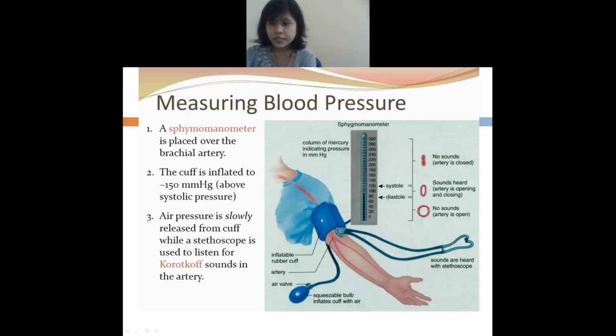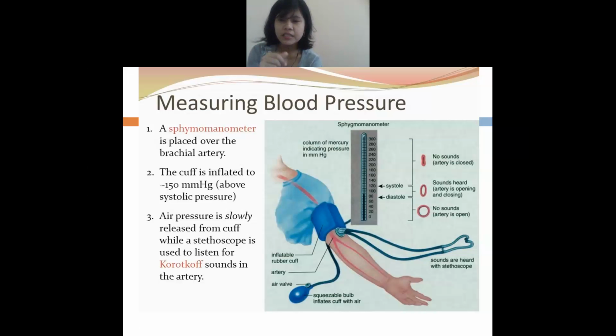This reading you will see in this way. Here mercury is there, inside mercury is there, and the readings are in mmHg. This one is known as the column of mercury indicating pressure in mmHg. And this is known as the cuff, C-U-F-F. The cuff we place on the upper side of your arm.